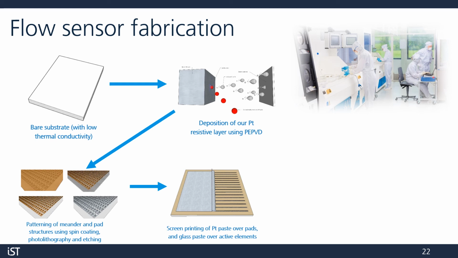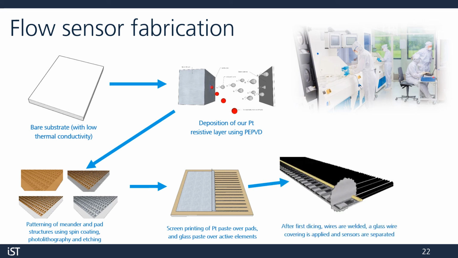Next, we have two screen printing steps. During one, we apply a glass passivation over the chip. During the other, we apply a platinum paste on the contacts to allow for a better weld later on. Each screen printing step is followed by a high temperature process to harden the paste.